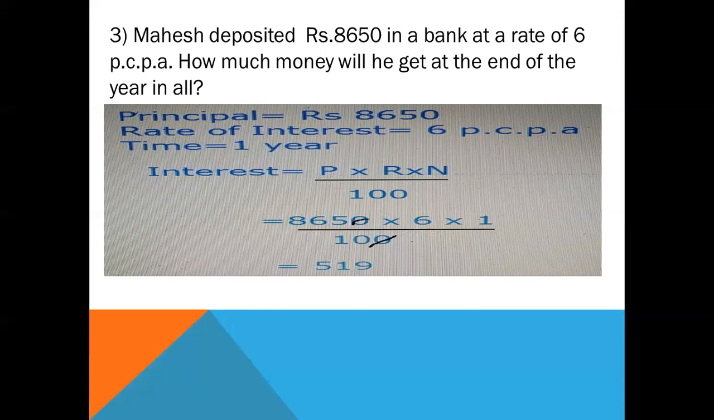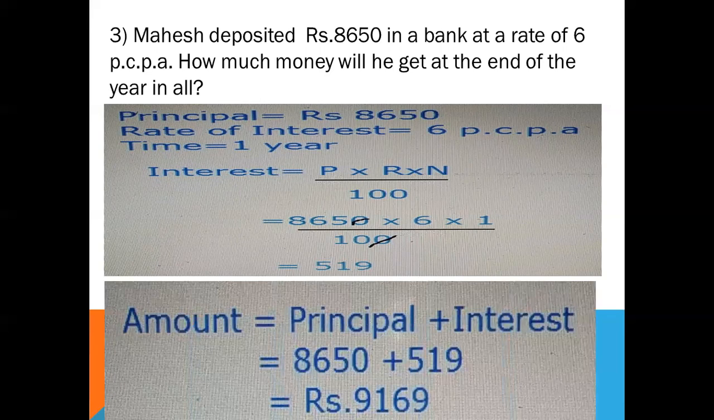Now the total amount Mahesh will receive from the bank will be calculated as principal plus interest. Now principal is 8,650 plus 519. So the final answer we'll be getting is 9,169. As I told you before also, whatever the question asks, either interest or amount, we always have to calculate interest first, then put in the formula of amount, and we will get both the answers.